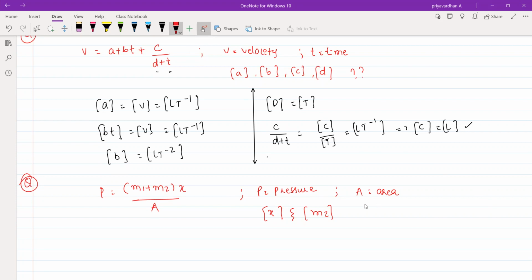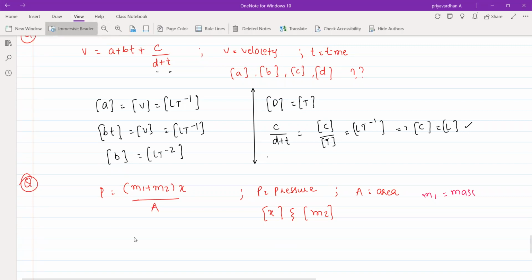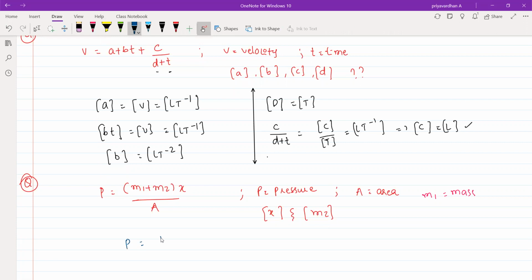Good, correct. Even I'll give you one clue. Just try to take M1 as mass. M1 is nothing but mass. Then directly say M2 dimensions are nothing but mass again. So from here, the pressure you will get as some mass times X divided by area. So pressure is nothing but force by area, no? So MLT power minus 2 X equal to A, L square. So this one will turn out to be ML inverse T power minus 2, I'm getting.